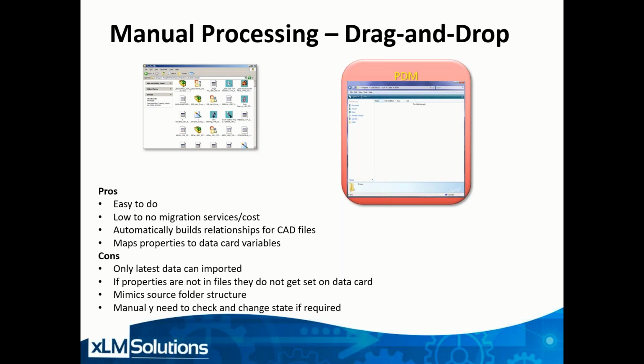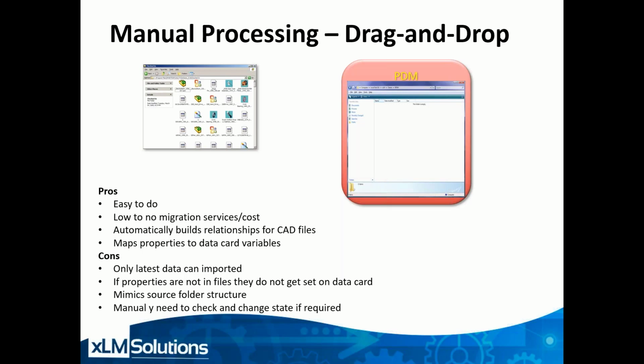Though the cons are you can really only load the latest revision. There's no good way to load multiple revisions of the file. If properties are not set up in the file properties, or they're not consistent, and you don't have data card mapping set up, then the properties don't get mapped over to the data cards, and that could be an issue. The data getting dragged over will mimic the current folder structure you have today. So if you want to organize the data in different ways, you're not able to do that during this process.